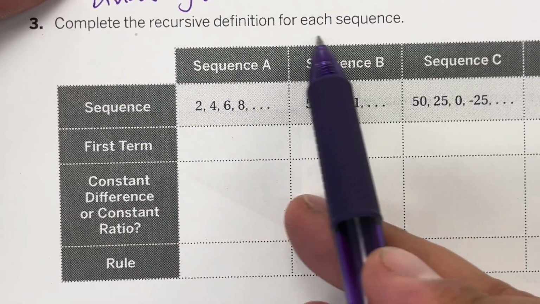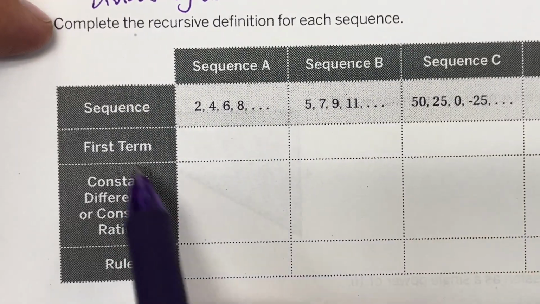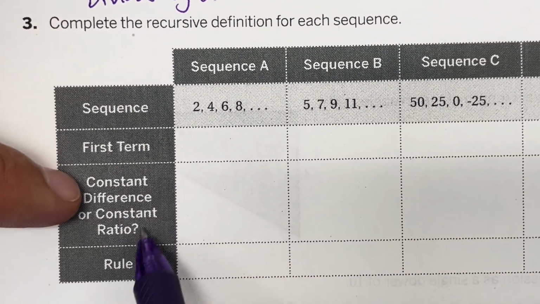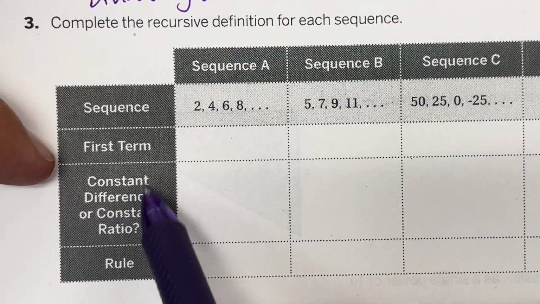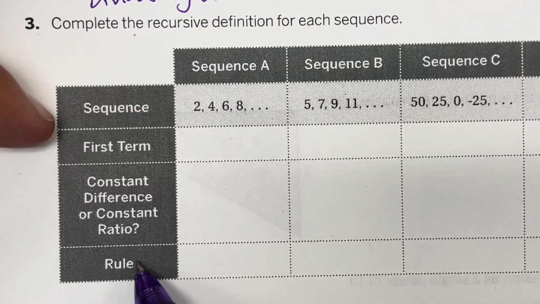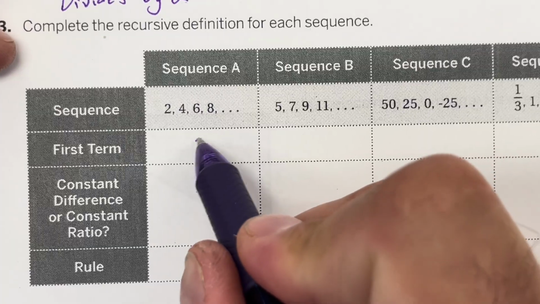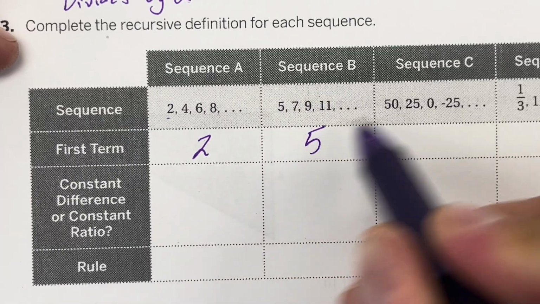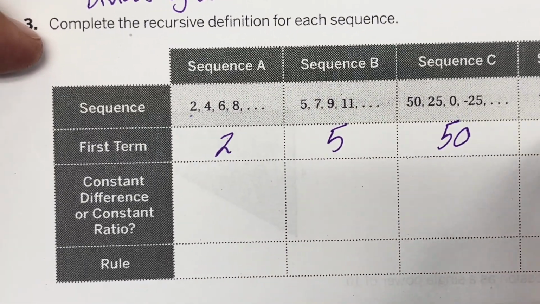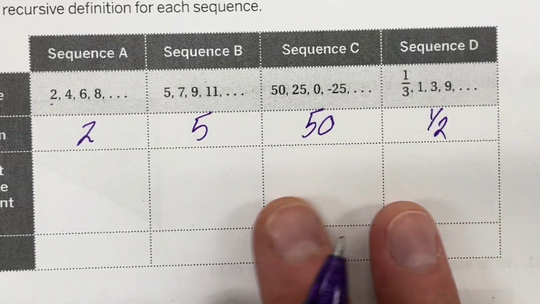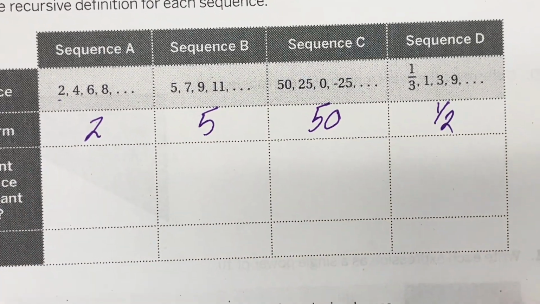Complete the recursive definition for each sequence. So what's the first term? What's the constant difference or ratio? Oh, is it a constant difference or ratio? And then what is the rule? So first, this is easy. A 2 is the first, and then a 5, and then a 50, and then a 1/3. Those are all of our first terms, easy enough.